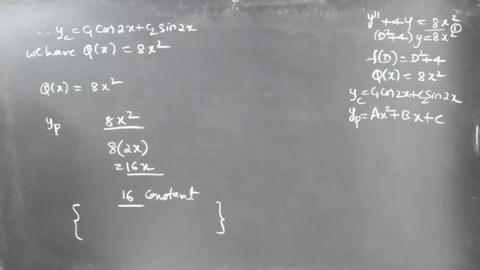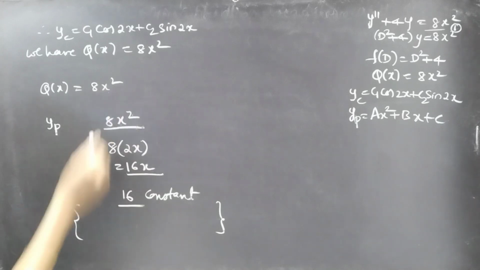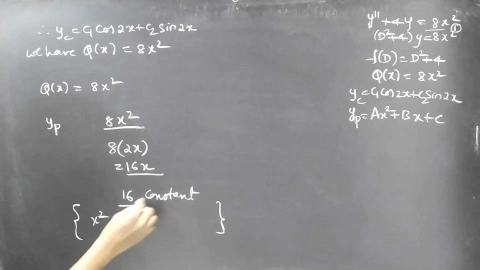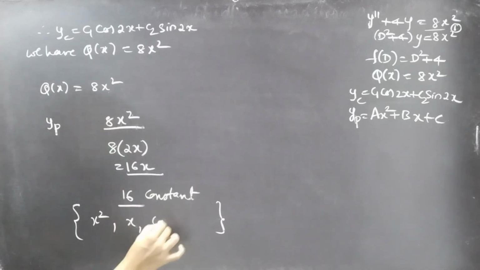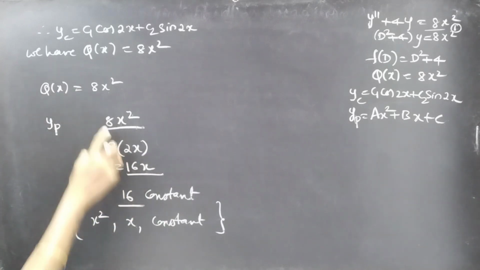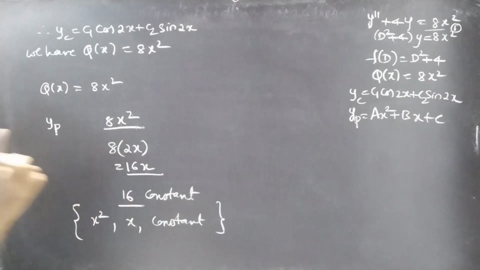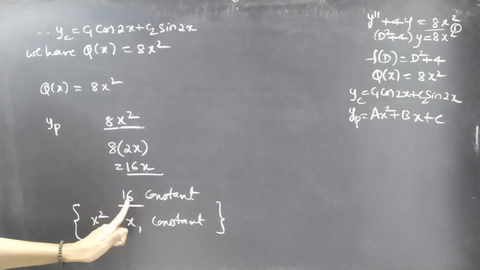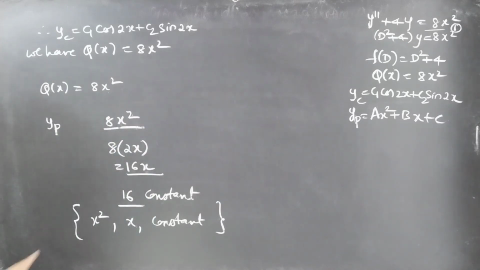I'll take x² from Q(x), and this x, and a constant. Instead of 16 we'll take a constant. Just neglect the coefficients 8, 16, 16. Write x², x and a constant instead of this 16. So you have x², x and a constant.